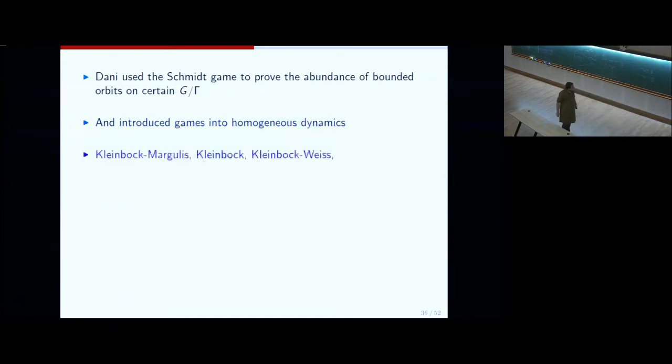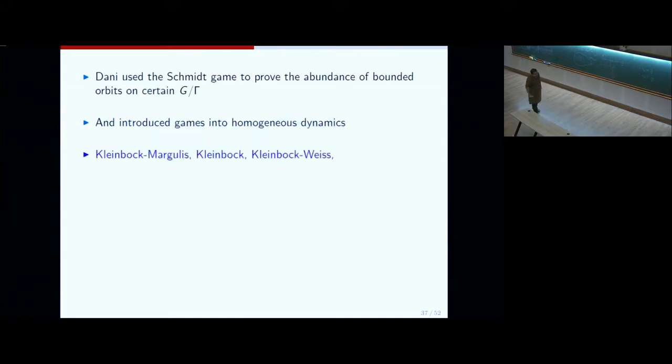So Dani proved that the set of bounded trajectories on G mod gamma is a winning set using this correspondence. And this was a very influential event because it introduced the Schmidt game into homogeneous dynamics. And this was really taken forward by many people.